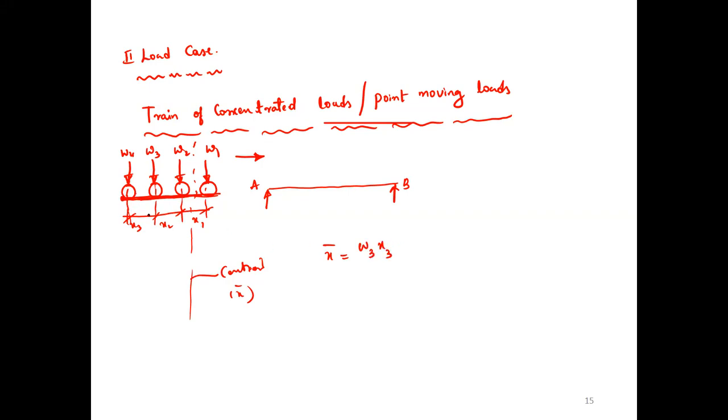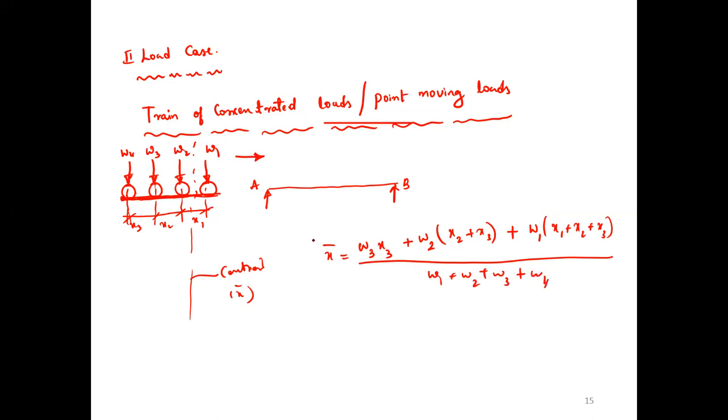W3 into X3 plus W2 into X2 plus X3 plus W1 into X1 plus X2 plus X3, divided by the total loads W4. This is the distance you are getting, the X bar distance. Generally they will ask how to match the centroid of this.